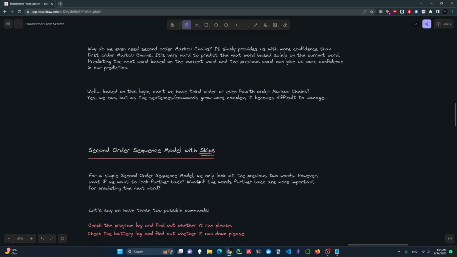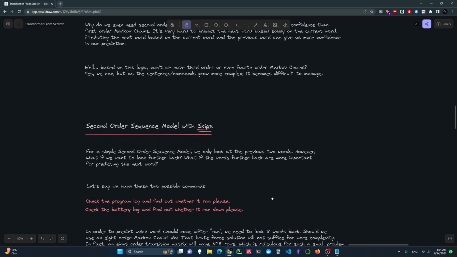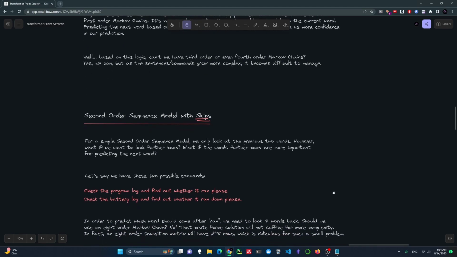So let's say we have these two possible commands. Check the program log and find out whether it ran, please. And the second command, check the battery log and find out whether it ran, please. So in order to predict which word should come after ran, we need to look 8 words back, right? Because these are all the same.